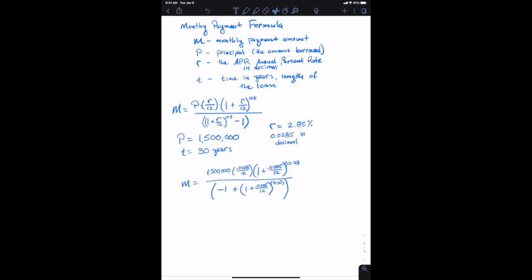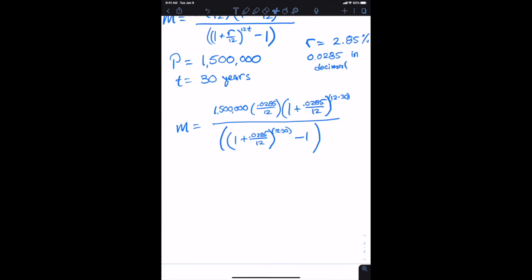So if you're talking about 5%, you would take the 5 and divide it by 100 and represent it as 0.05, and that would represent R. T would be the time in years, the length of the loan. In this case, we're going to take the illustration. Here is the formula itself. Putting it into the actual formula with the numbers gets a little bit challenging.